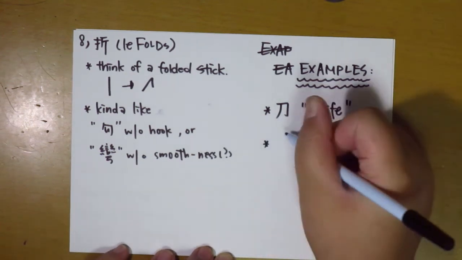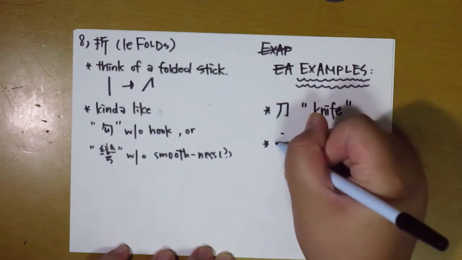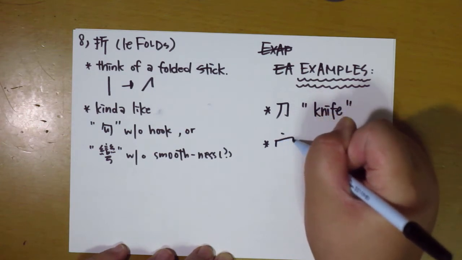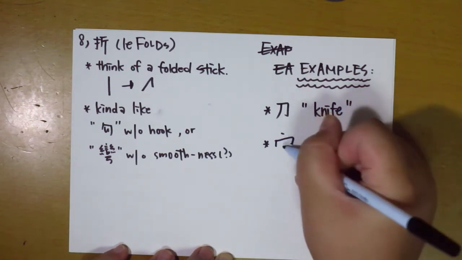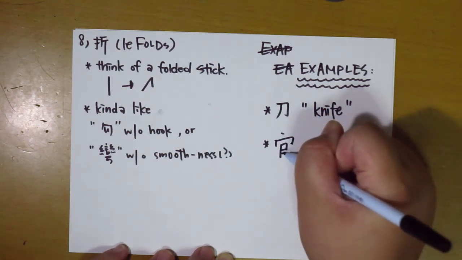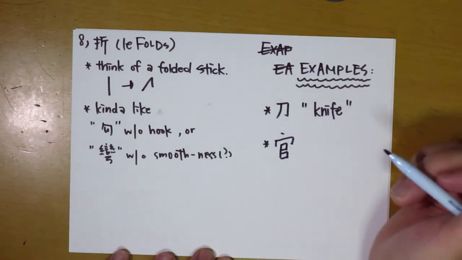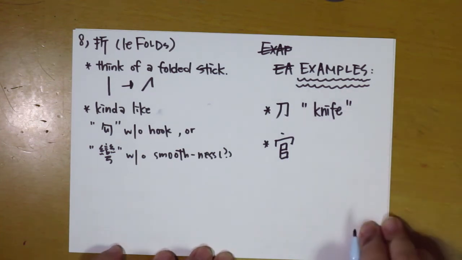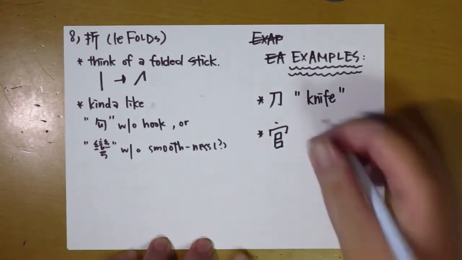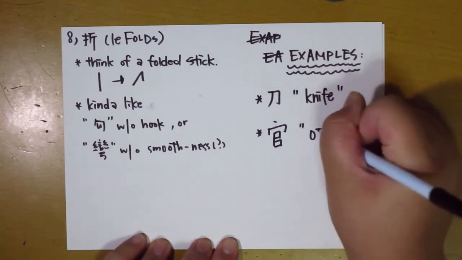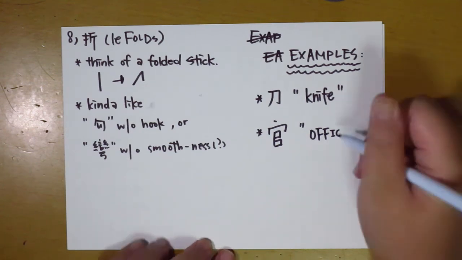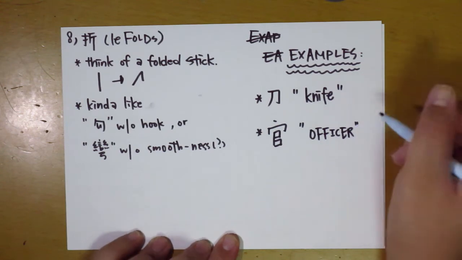The second example is gon. You see, this one is the vertical stroke, and this whole thing is the fold. Again, this one is a fold, a horizontal, and this one is a fold. So if you're learning how to count strokes, a fold is counted as one stroke. Now you know. And by the way, gon means officer. You know, like government officials, and they are people in the government.